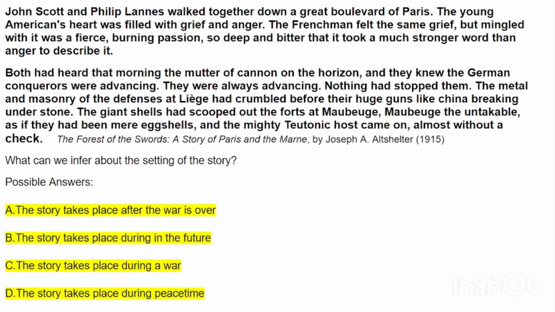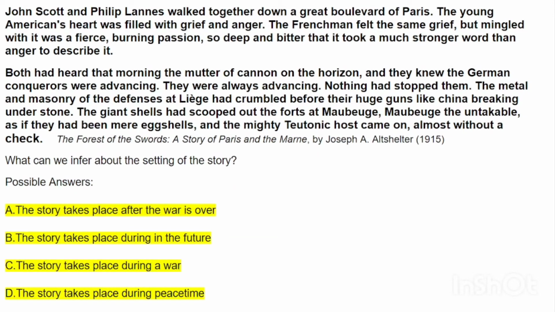So here's another one. John Scott and Philip Lanes walked together down a great boulevard of Paris. So these are two people walking down the boulevard of Paris. The young American's heart was filled with grief and anger. The Frenchman felt the same grief, but mingled with it was a fierce, burning passion so deep and bitter that it took a much stronger word than anger to describe it.